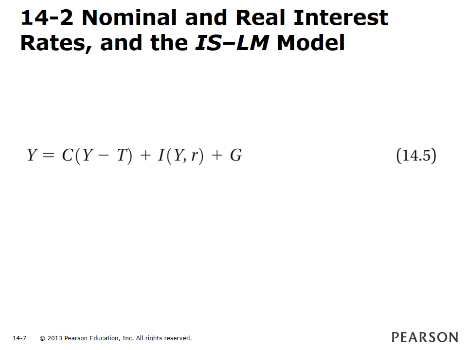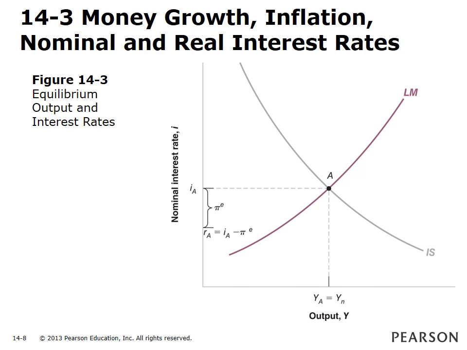The opportunity cost of holding money is the nominal interest rate I, which is the return that could be earned on bonds and hence is given up by holding cash, which earns a zero rate of return. Figure 14-3 shows the equilibrium level of output and the equilibrium nominal interest rate are given by the intersection of the IS-LM curve at point A. The real interest rate equals the nominal interest rate minus expected inflation.